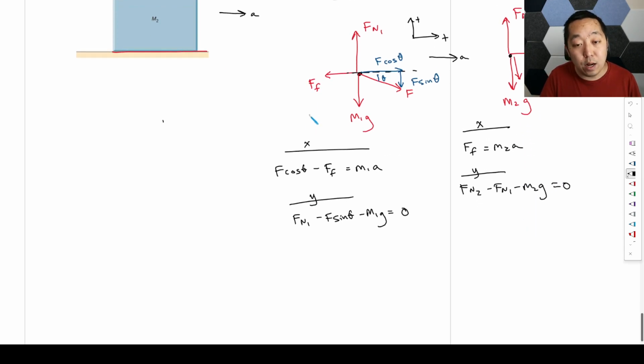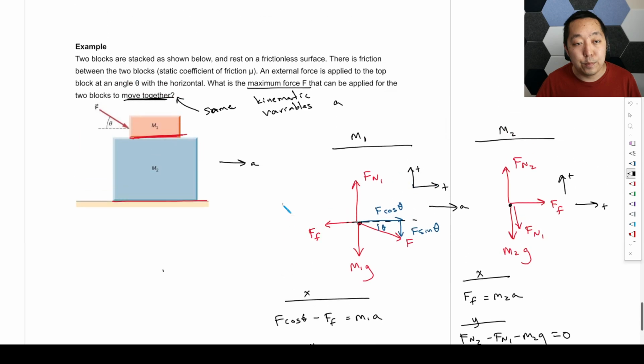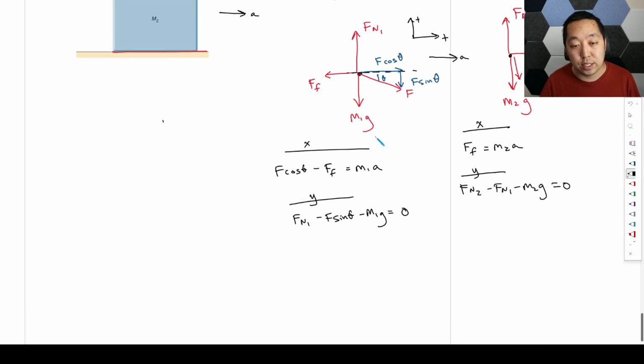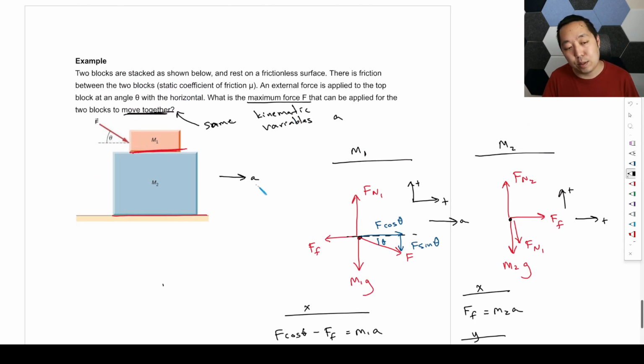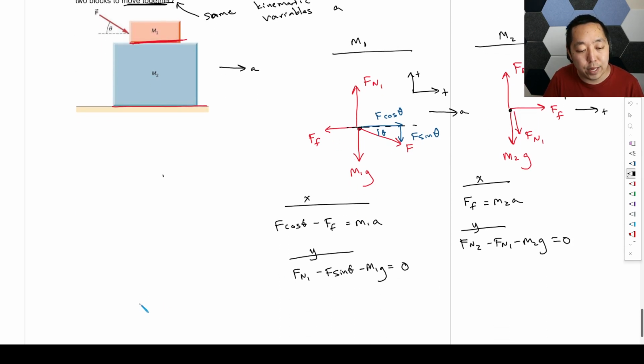Okay, now we know that if we want the minimum F, maximum F necessary, then what happens if I exceed that maximum is it's going to slide. M1's going to slide. M2's not going to be able to keep up, right? Because this would hit a maximum value. So what's going to happen is at max F, the frictional force is equal to the maximum, which is mu Fn. Fn1.